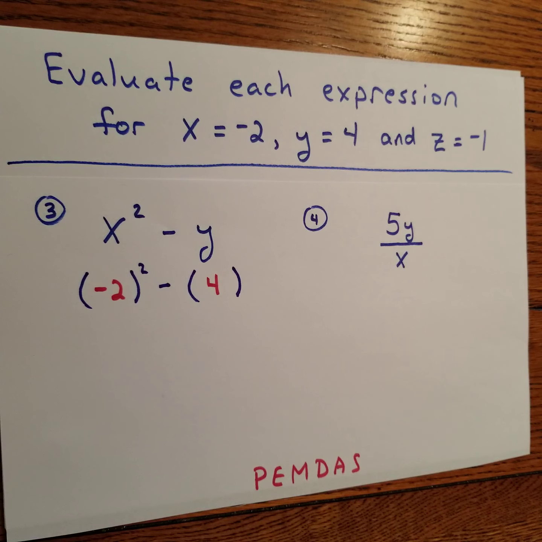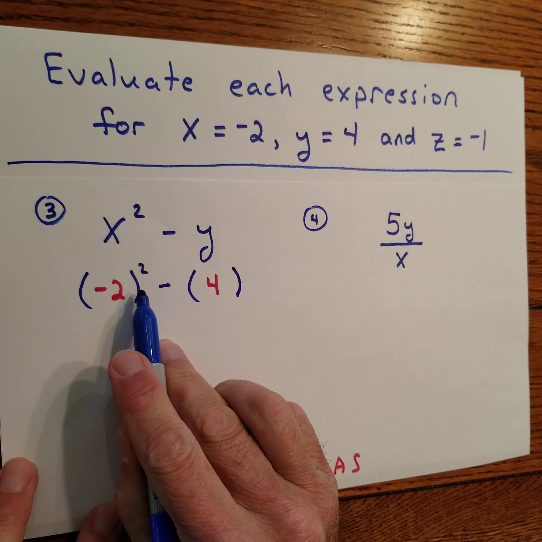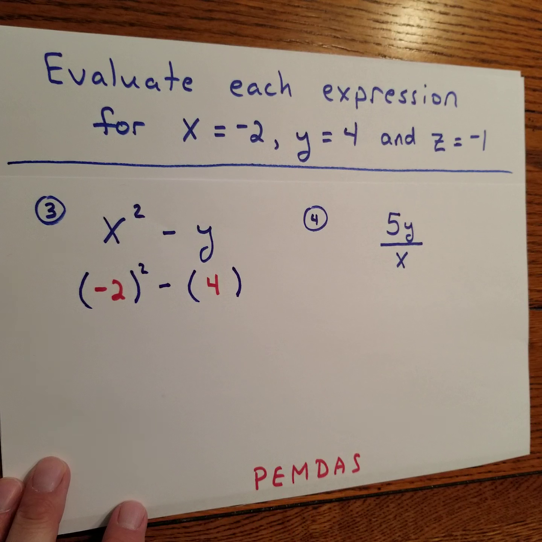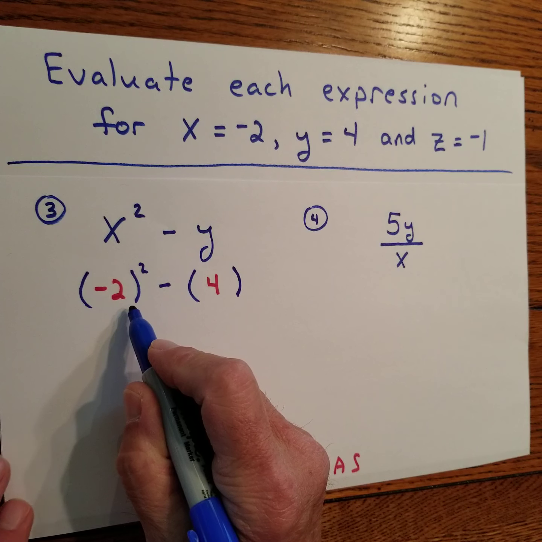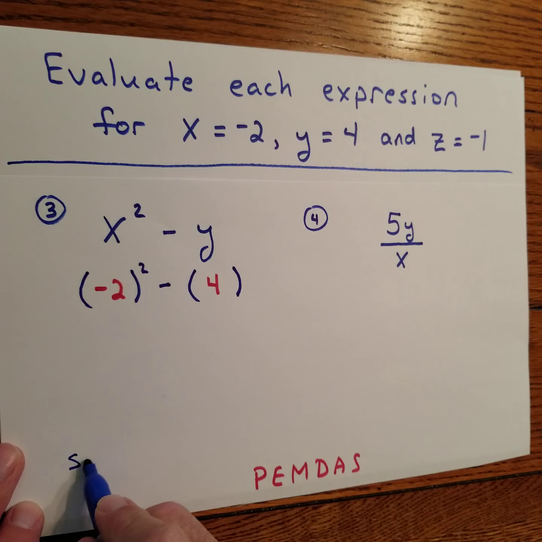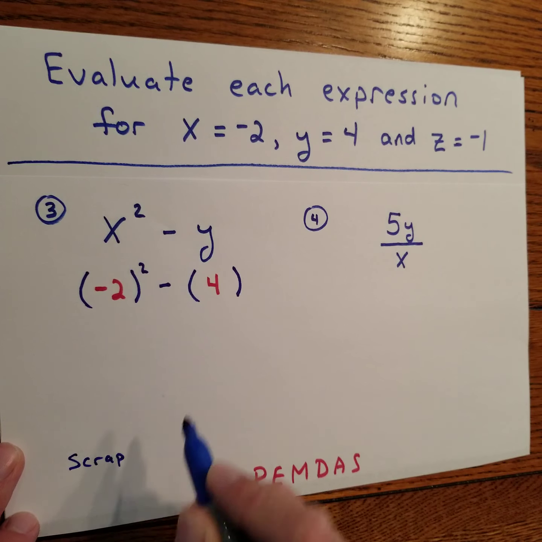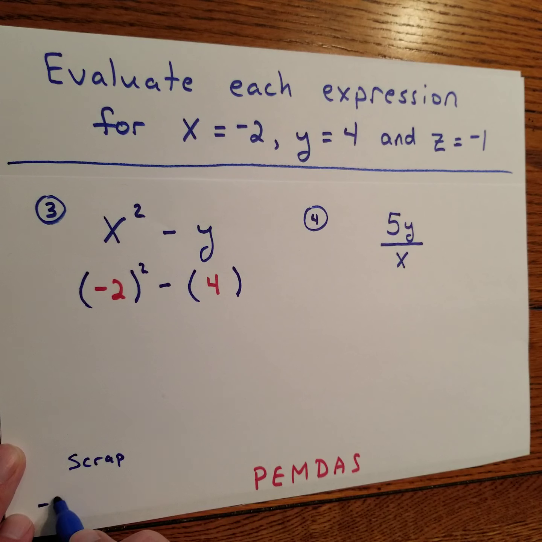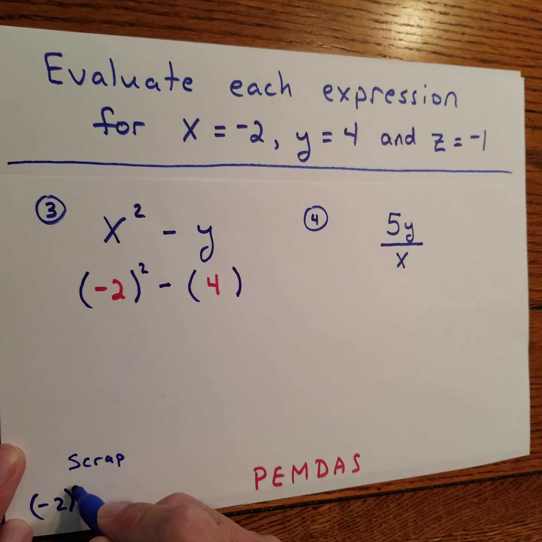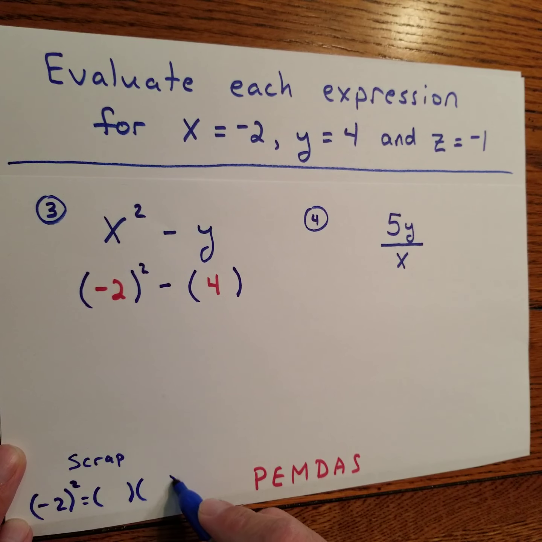Now think PEMDAS. I have an exponent and subtraction. I know exponents happen before subtraction. Let me take care of this exponent down here on scrap paper. I have -2 squared. The -2 is in parentheses. That means everything in the parentheses happens twice.